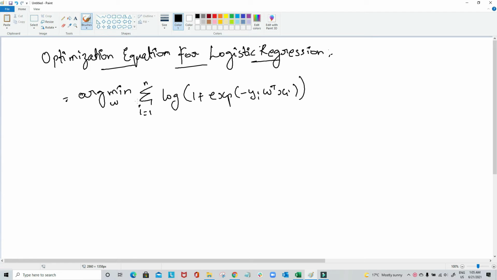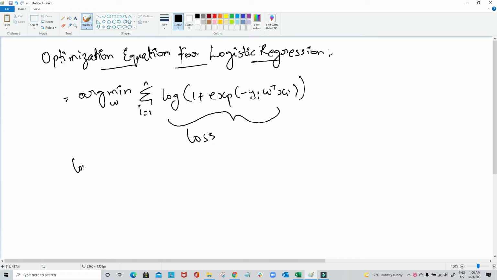Till now, we have seen the optimization equation for logistic regression is to find a W, that's the weight vector, which minimizes this expression. And we also learned that this represents the loss for the logistic regression. Now, the minimum value for this expression, if you can see, will be attained.